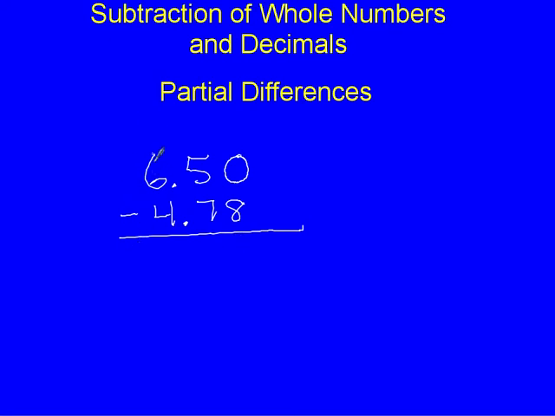So, starting in the furthest place to the left, the greatest place value, 6 ones minus 4 ones is 2. Then to the tenths place, 5 tenths minus 7 tenths is negative 2 tenths. And I like to put my other 0 in. 2 tenths, 20 hundredths, it's the same amount. And then we go to the hundredths place. 0 hundredths minus 8 hundredths is negative 8 hundredths.